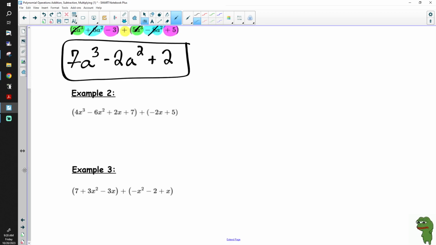Working on example 2. Does he have any buddies? No buddies. Find another pair of like terms. No buddies. If they don't have a buddy, you just drop it down. It's part of your answer. Done.